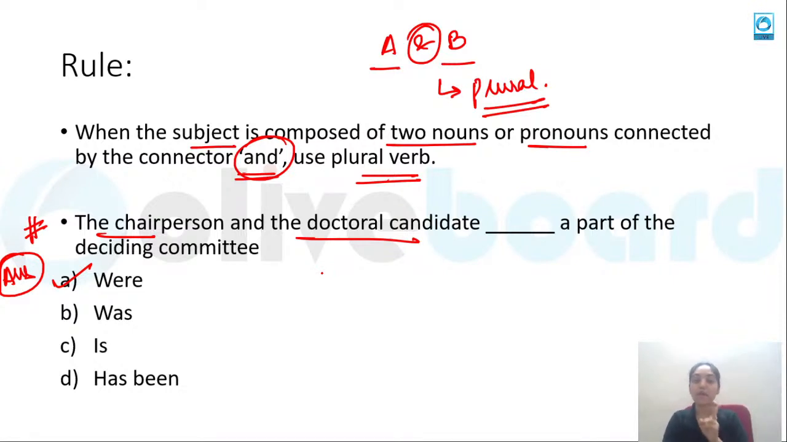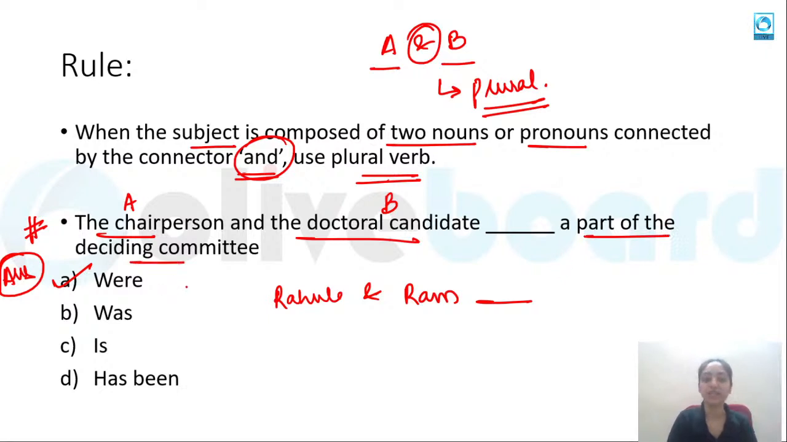Here we are talking about two different people. So you can say the chairman is person A and the doctoral candidate is person B. So you can say Rahul and Ram, dash, a part of the deciding committee. Here the chairperson is Rahul and the doctoral candidate is Ram.